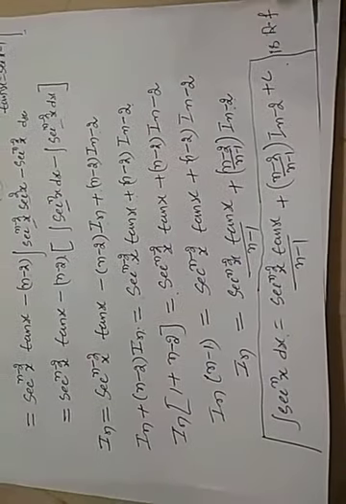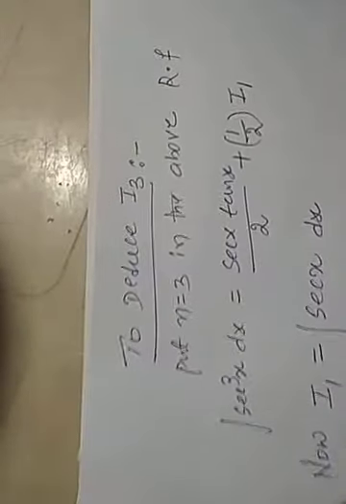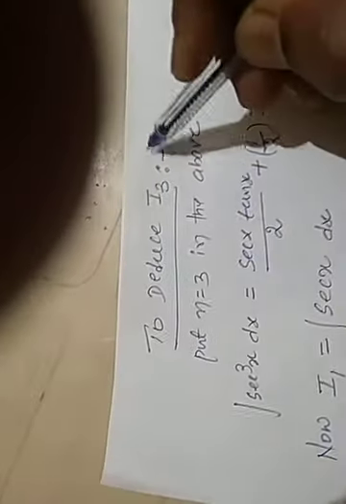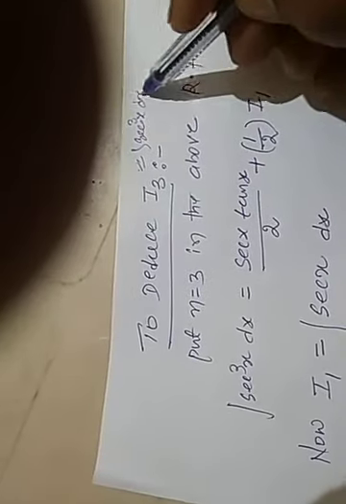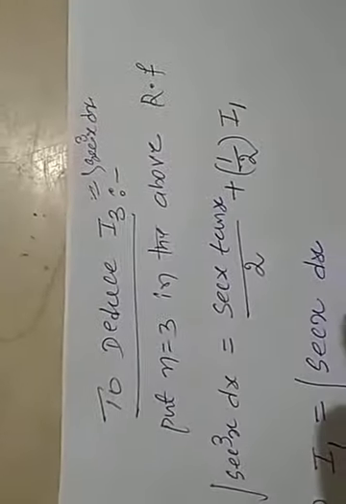Next, we have to deduce. Let me see how to deduce. Okay, now to deduce I3, put n is equal to 3. I3 is nothing but integral of secant raised to the power of cube x into dx. To find the value of this integral, we have to substitute n is equal to 3 in the above reduction formula. Observe here, the reduction formula is: integral of secant raised to the power of n x into dx is this one.